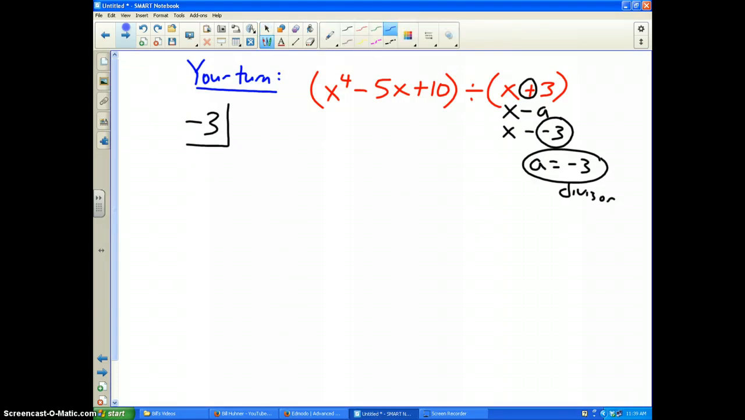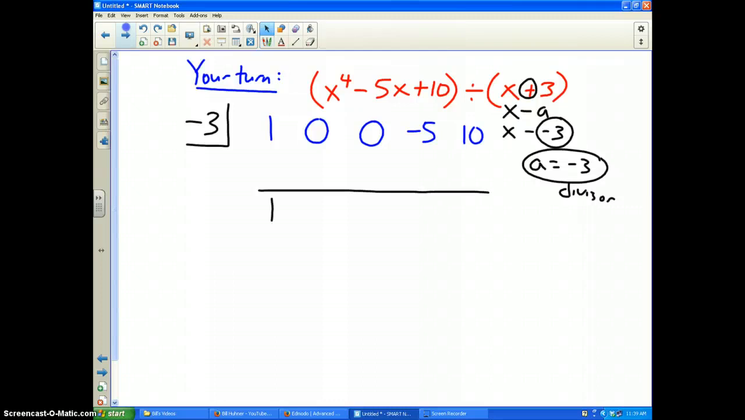My coefficients: I have x to the 4th. That's the coefficient 1. But the x to the 3rd is missing, so I put a 0. X to the 2nd is also missing. I put another 0. X to the first coefficient is negative 5, and then my constant term is 10. So I draw my line. Bring down my first number. I'm going to go a little quicker.